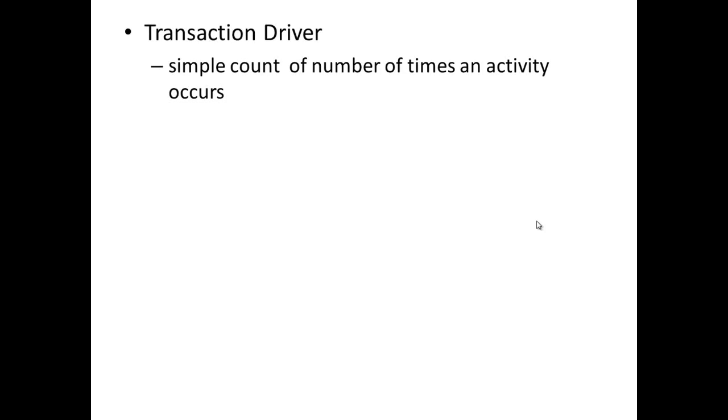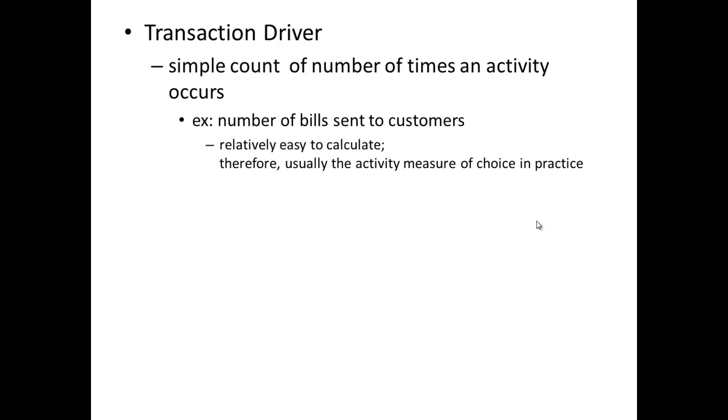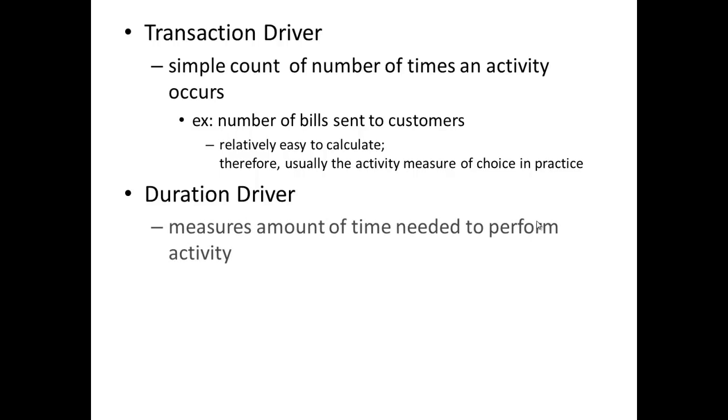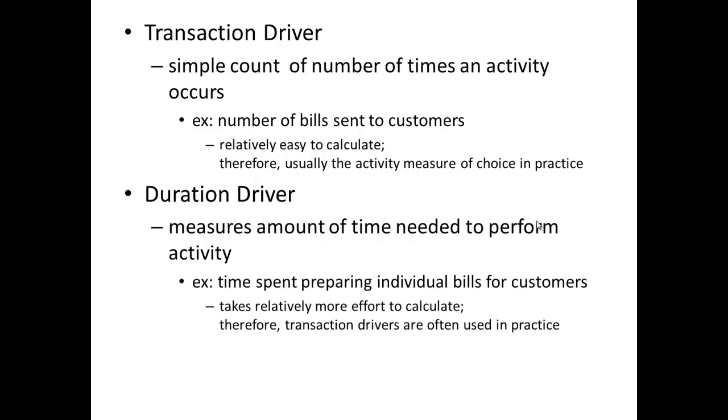Now, a transaction driver is going to be used on how many times something occurs. So for example, if we're sending bills to a customer, well, it's pretty easy to calculate how many times that occurs. How many bills did you send? A duration driver, on the other hand, is going to keep track of the amount of time needed to perform an activity. So are you really going to time how long it takes to send each bill? Well, since this is relatively more difficult to calculate, most companies are going to focus on transaction drivers.